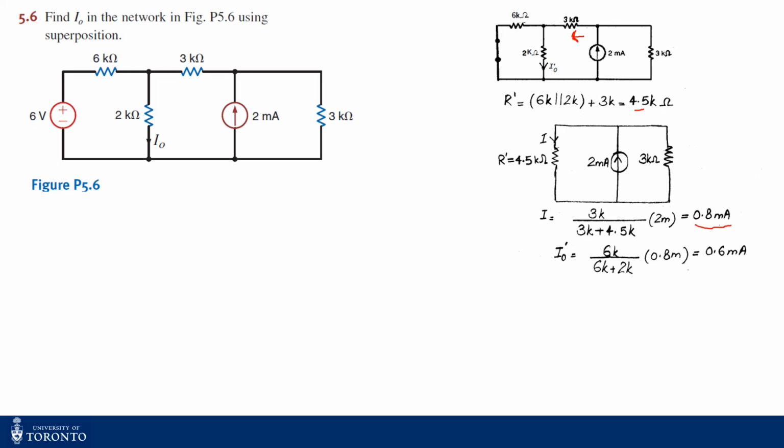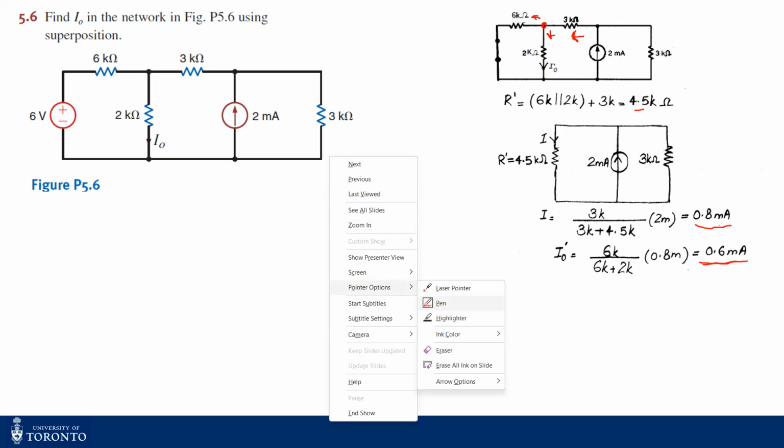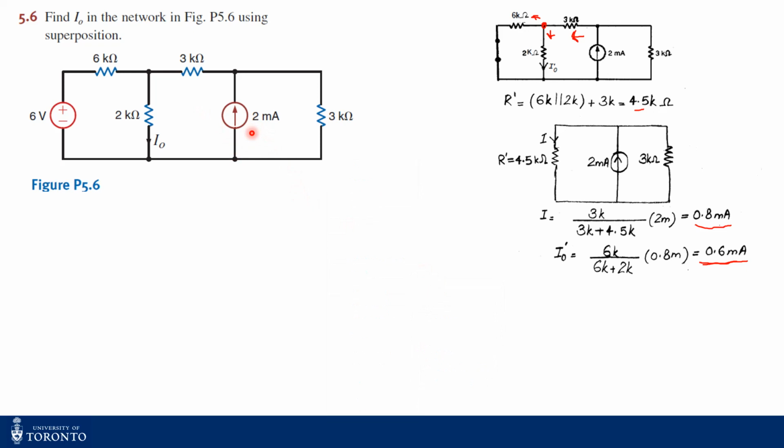So this is the current going on the left hand side, and this is being split into 6 kilo ohms, right? And I naught or between 2 kilo ohms. So again here at this node we will have current divider applying. So when we apply current divider rule between 2 kilo ohms and 6 kilo ohms with 0.8 milliampere going on the left, we find that I naught prime should be 0.6 milliampere for the 2 milliampere current source only. For this 2 milliampere current source, the contribution to I naught is 0.6 milliampere.